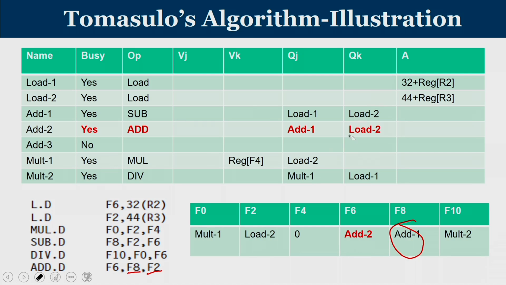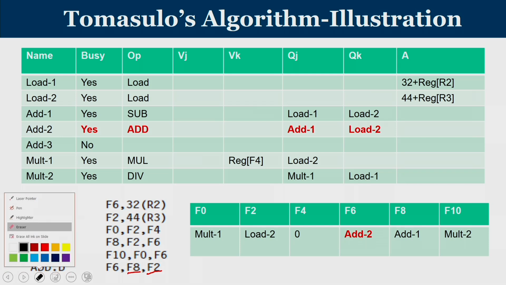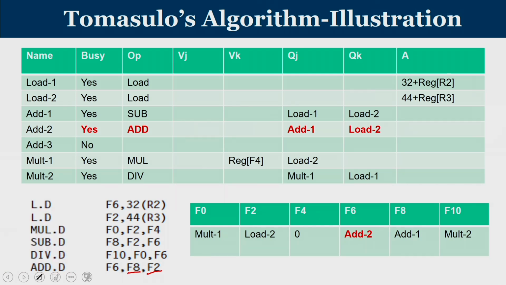Now let us look into the reservation station, and we can find that for the load instruction, which is the very first instruction, the address is ready. So as and when you are able to access the memory unit, it will produce the result. So based upon that, load 1 and load 2 will produce some result.